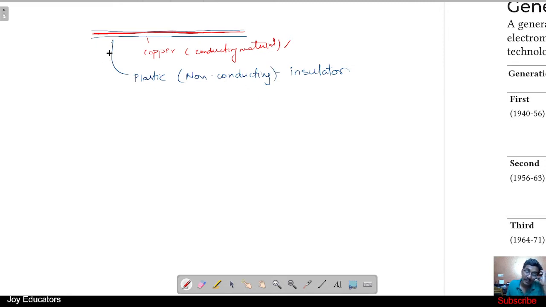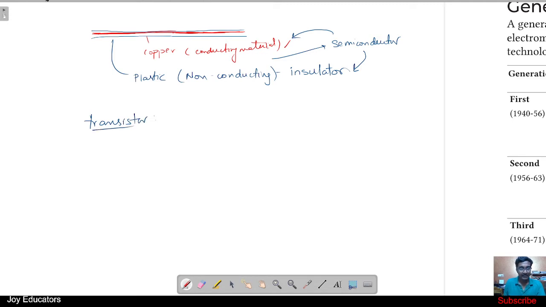And the third thing is, between these two, we have something called a semiconductor. It could act as a conductor, or it could also act as an insulator. So it has both properties. And the second thing is the transistor.